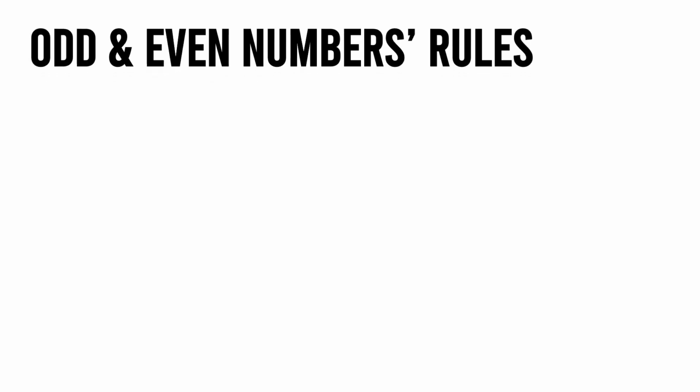Odd and even numbers rules. For addition, if we sum two even numbers together, we get an even number. So 2, which is even, plus 4, which is also even. 2 plus 4 equals 6, which is even.